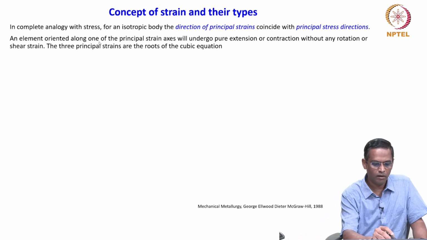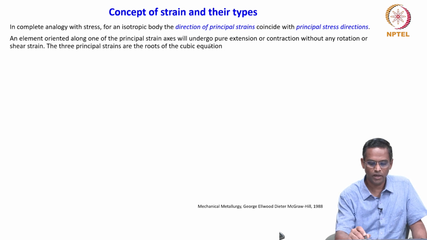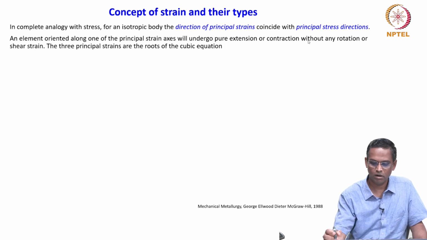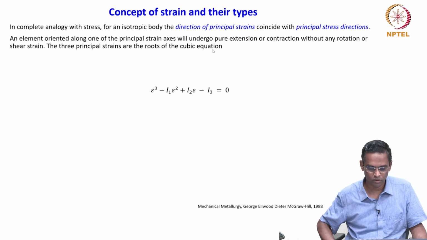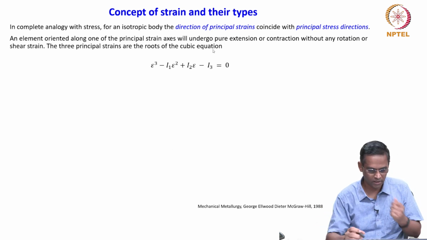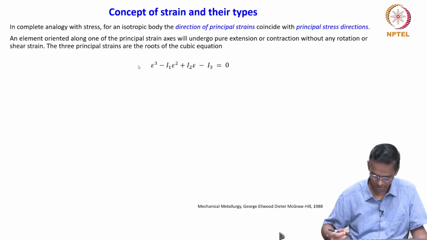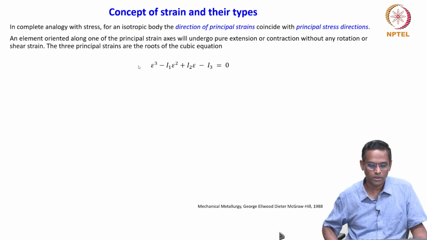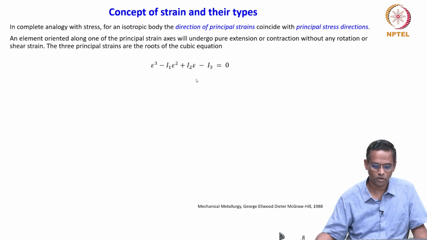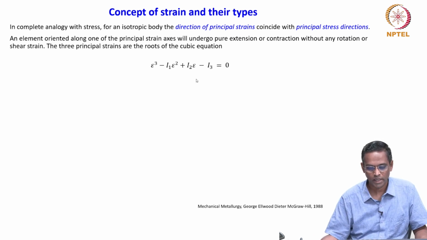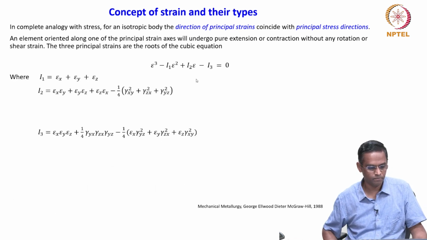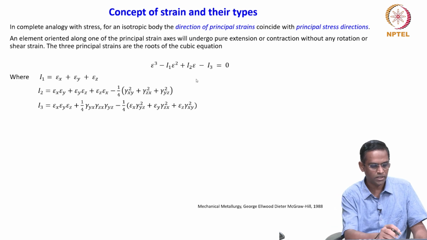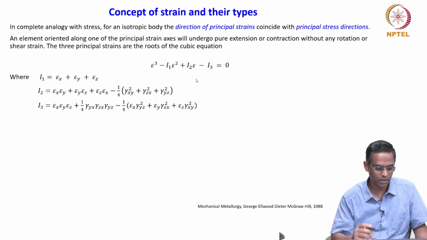So, the element oriented along one principal strain axis will undergo a pure extension or contraction without any rotation or shear strain. The three principal strains are the roots of the cubic equation. What we have seen in the stress, it is the same cubic equation for the strain as well: epsilon cube minus I1 epsilon square plus I2 epsilon minus I3, where I1, I2, I3 are invariant coefficients. You can see that similar to stress, it can be written like that.